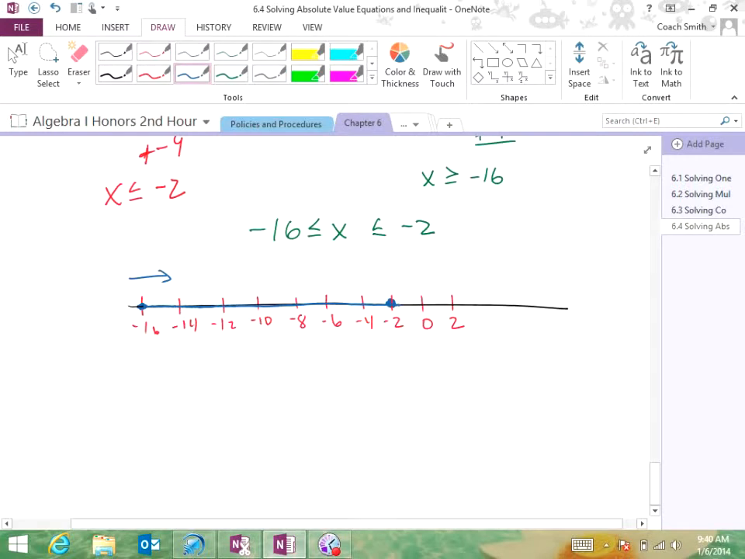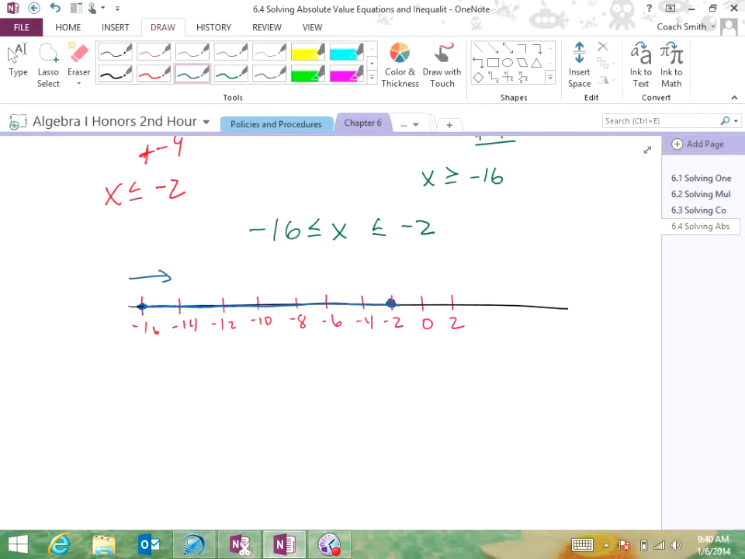Okay? Are all of my numbers contained in that line? Are all of the possible solutions to this inequality in this line? In other words, can I plug in 0? No, I can't plug in 0. I can't plug in negative 18. So since they're all right there, it's an AND statement. An AND statement looks like this.